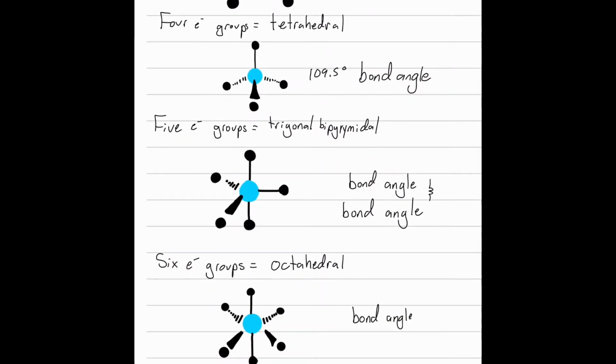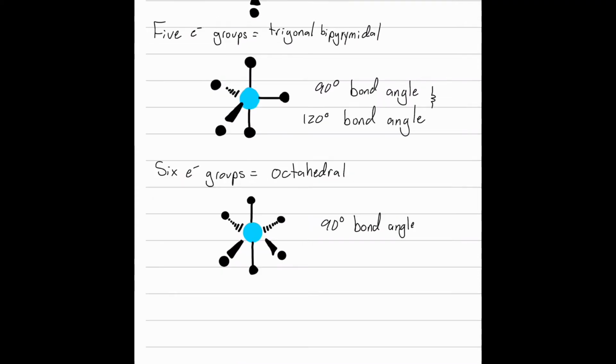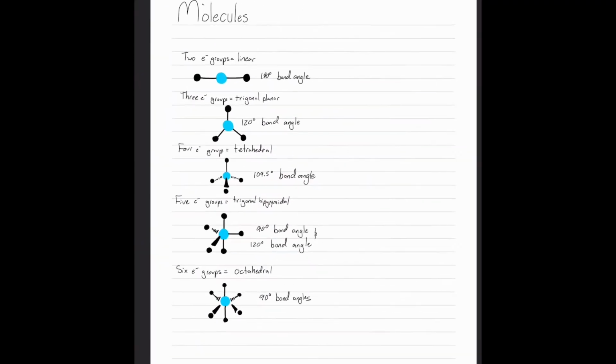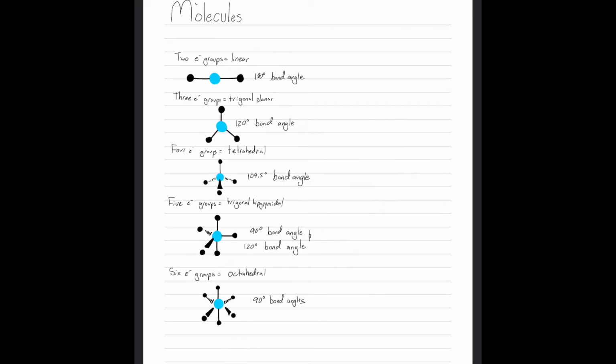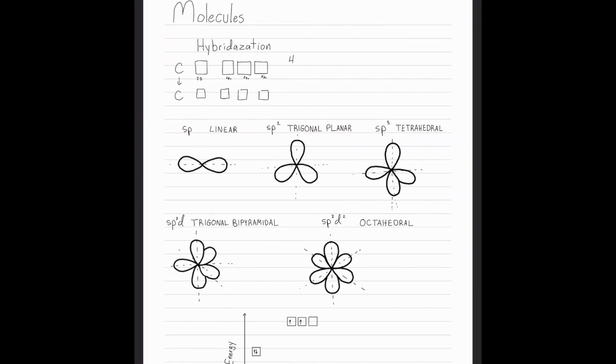5 electron groups is the trigonal bipyramidal, which gives us a 90-degree bond angle and a 120-degree bond angle between those 2 electron groups and then those 3 electron groups. 6 electron groups gives us the octahedral shape, which will have all around 90-degree bond angles. The octet rule that I mentioned earlier doesn't always apply. Central atoms are capable of forming up to 6 bonds in the octahedral shape. This is possible through hybridization.